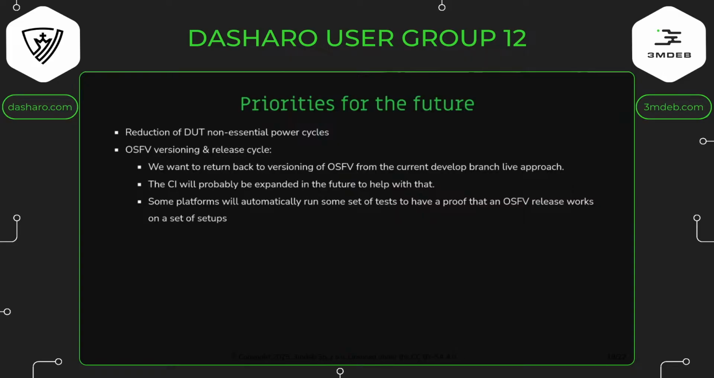And the other feature that is planned is open source firmware validation versioning and release cycle. We want to return to versioning open source firmware validation, and we will put some strong CI on it, because we need more stabilization here. We want to have some points in the past that we can revert to, to be able to switch to the environment that was stable and tested. And that's basically it. This is something that is going on. Some discussions are going on about how it should be done. But this will be a huge improvement in our validation processes.